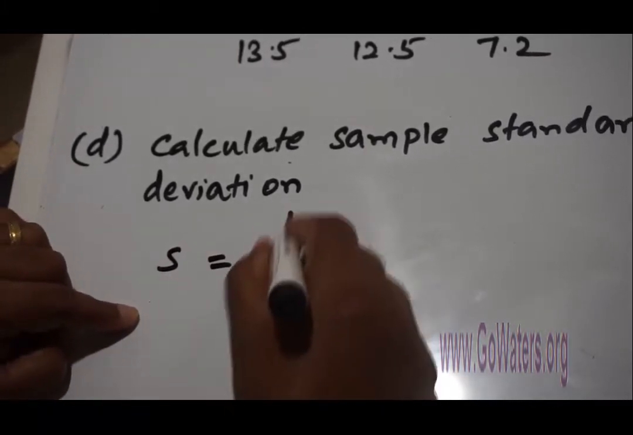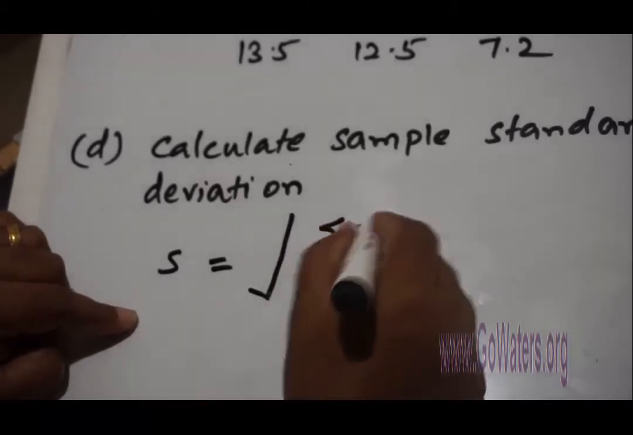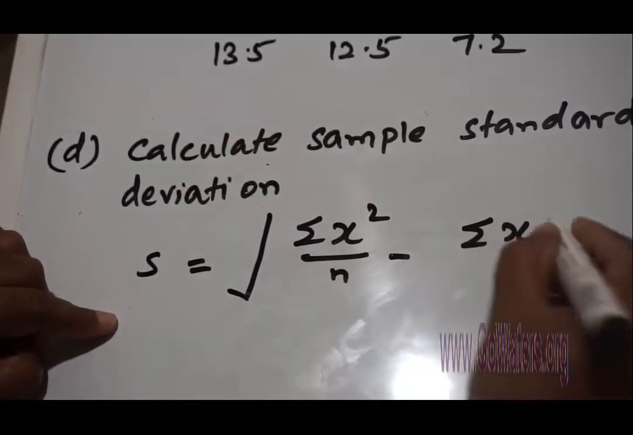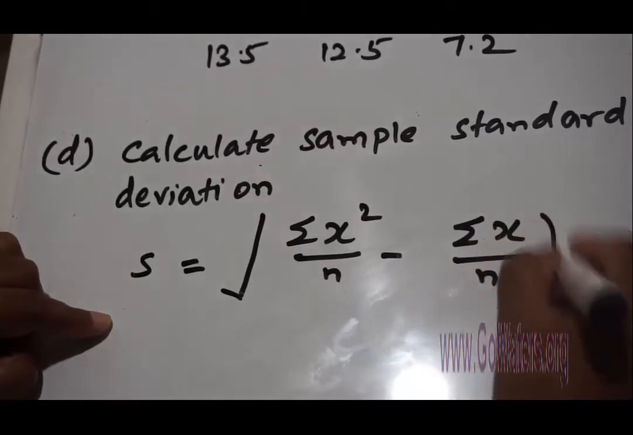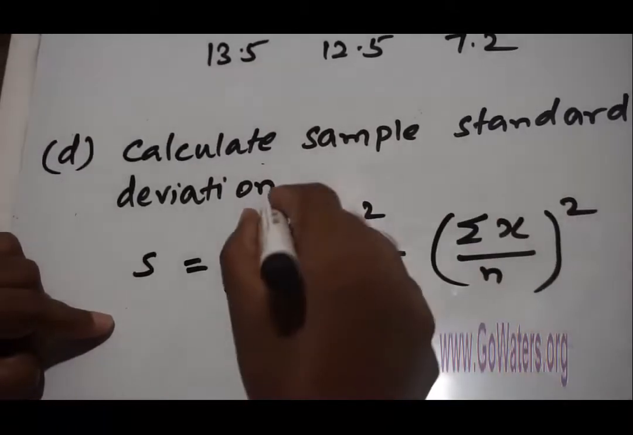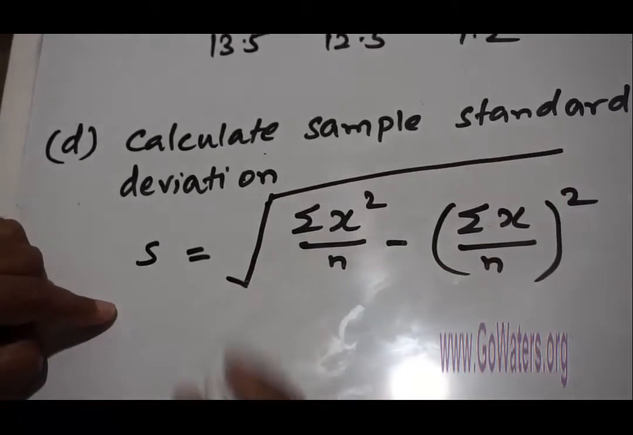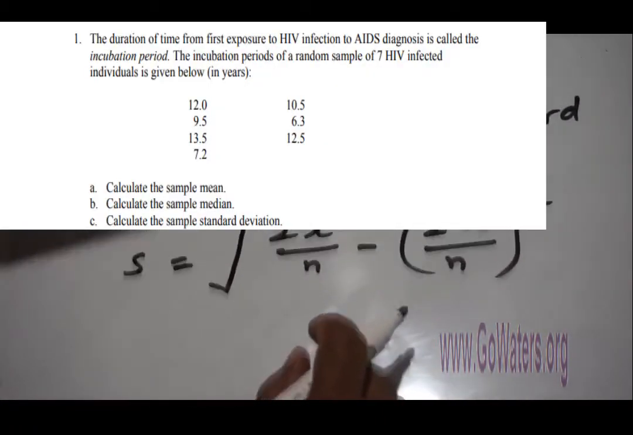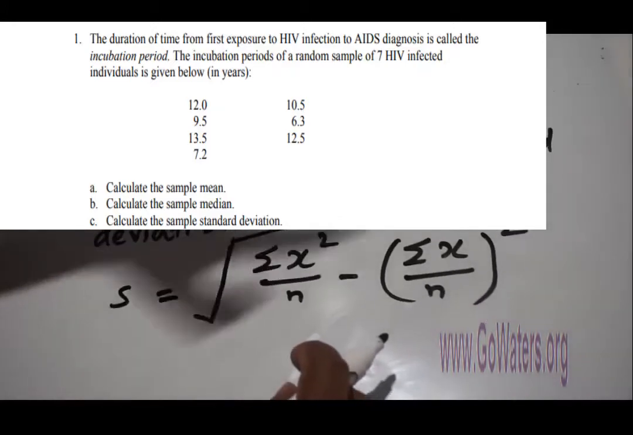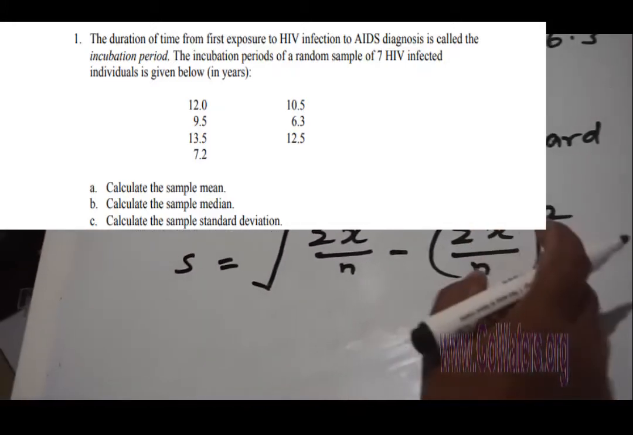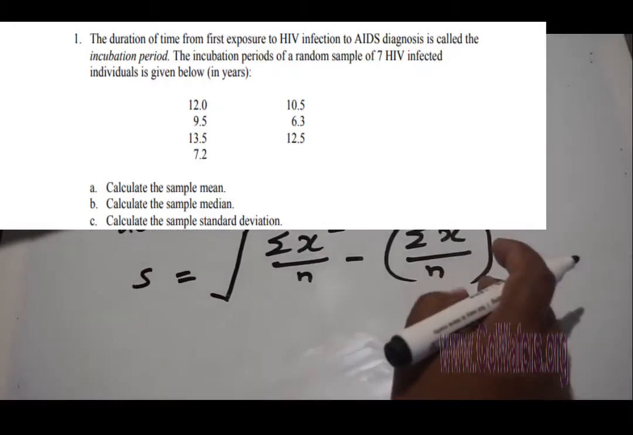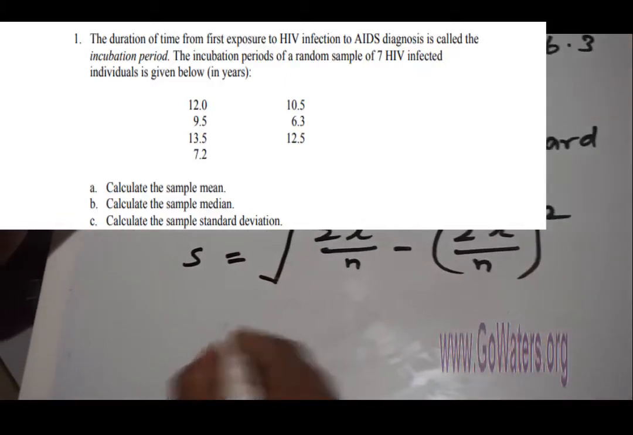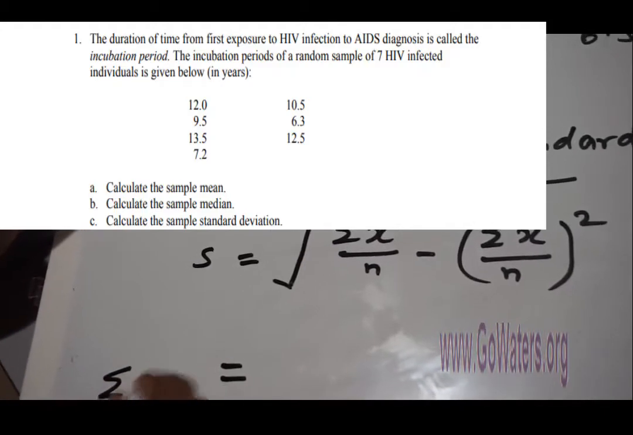So you have a formula here: summation x square divided by n minus summation x by n, the whole square. So summation x square is nothing but the square of each number, and then you are summing it up, right? And summation x is the addition of all these numbers, and then divided by n, the whole square. So now I'm going to calculate sum x square.